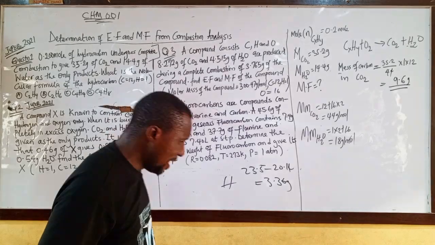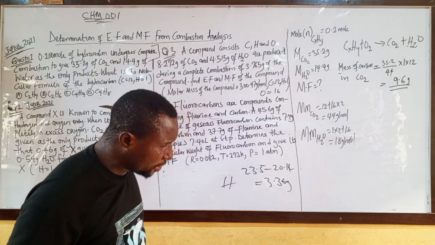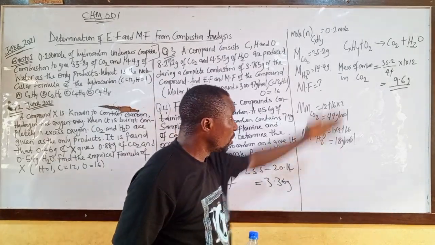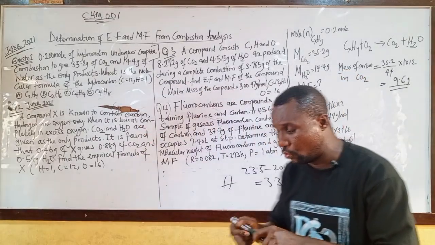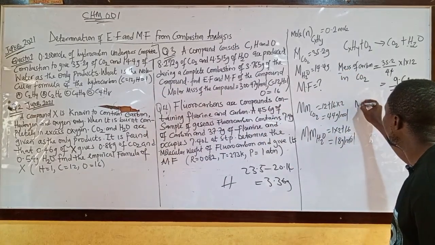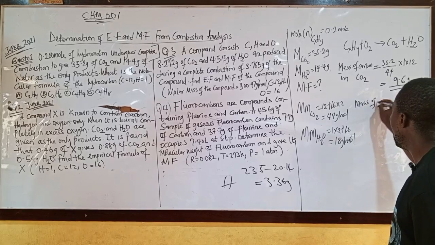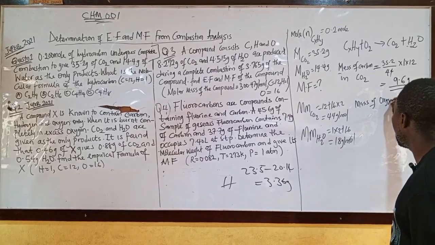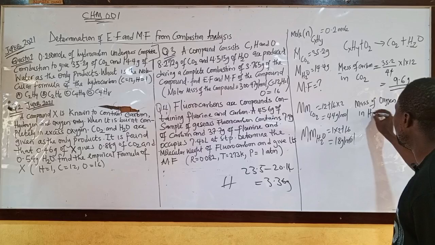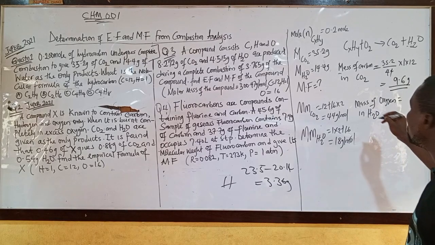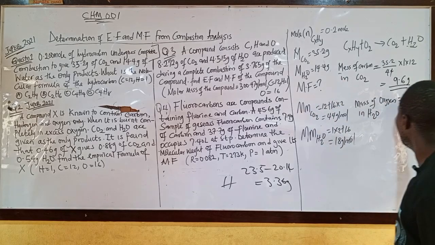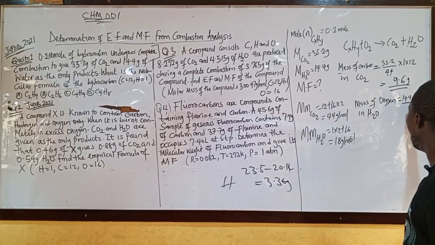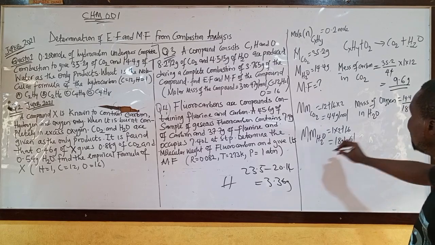You've gotten that. Let's calculate the mass of oxygen in H2O, because the oxygen is in water. Calculate the mass of oxygen in H2O the same way. How do we do that? What is the given mass of H2O? 14.4. That means 14.4 over the molar mass of H2O, 18.